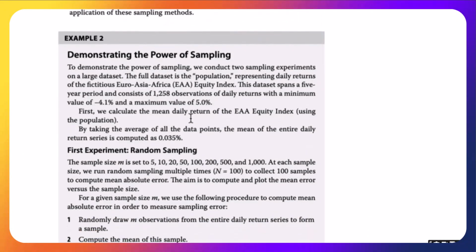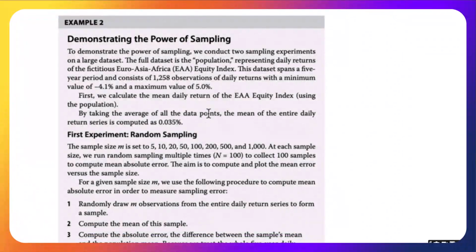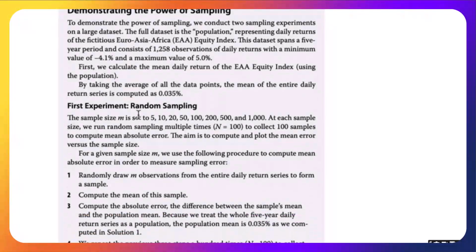First, we calculate the mean daily return of the equity index using the entire population. By taking the average of all the data points, the mean of the entire daily return series is 0.035%. So we know the population mean. So now we're going to go through a couple sampling techniques and see how close we get to that population mean. The sample size M is set to 5, 10, 20, 50, 100, 200, 500, and 1,000. So we're going to sample the 1,258 observations using samples of 5, 10, 20, all the way to 1,000.